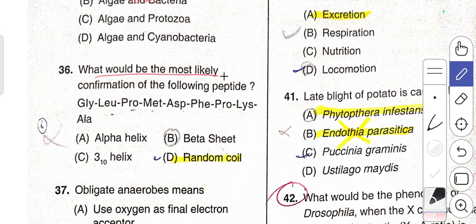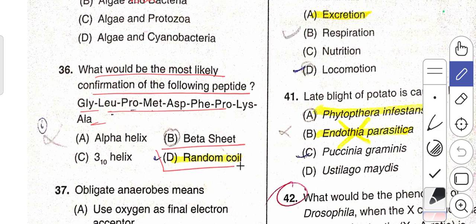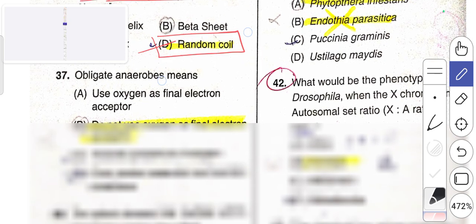What would be the most likely conformation of the following peptide? So this is a peptide where we'll come across different amino acids. What is the conformation? So this one will be considered as a random coil. D is the right answer.